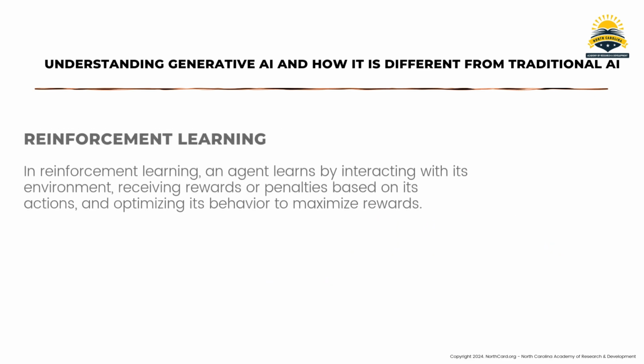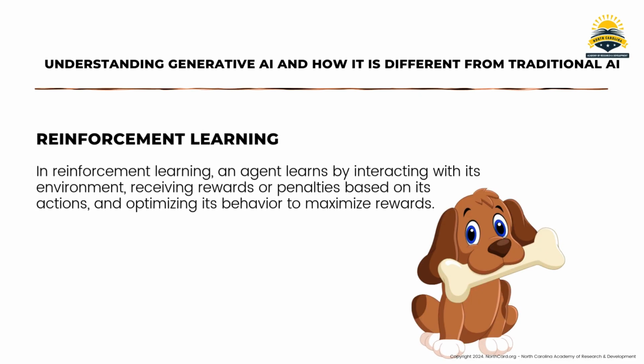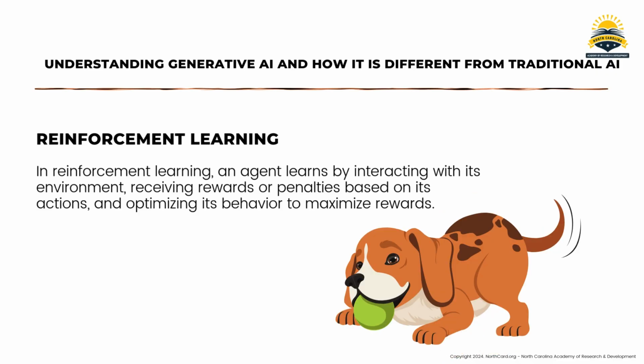Reinforcement learning is like training a pet. You give rewards for good behavior and gentle corrections for mistakes. For example, if you're teaching a dog to fetch, you reward it with a treat when it brings the ball back and gently correct it when it doesn't. The dog learns the desired behavior by understanding what actions lead to rewards.